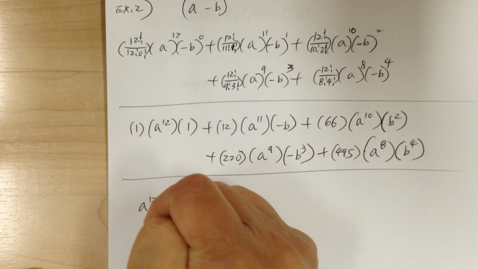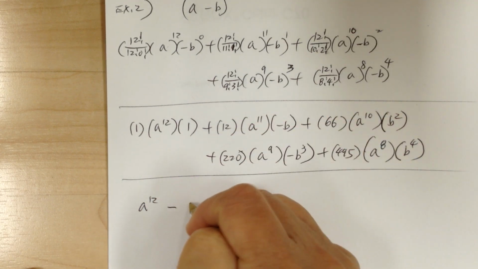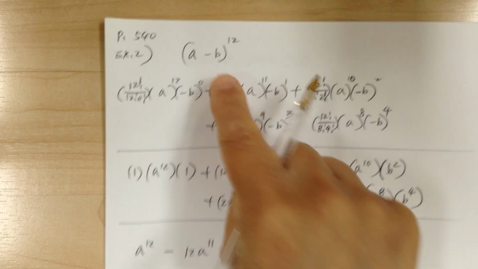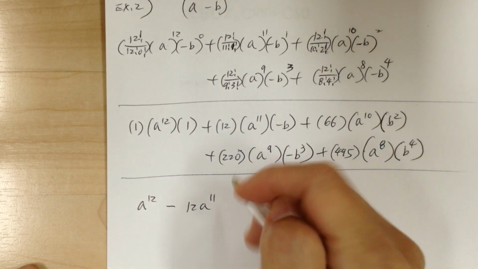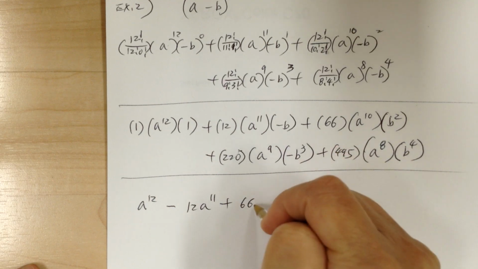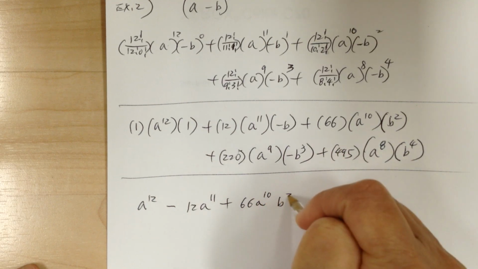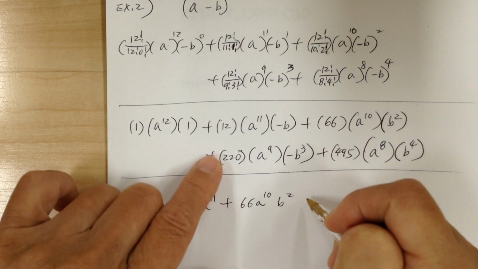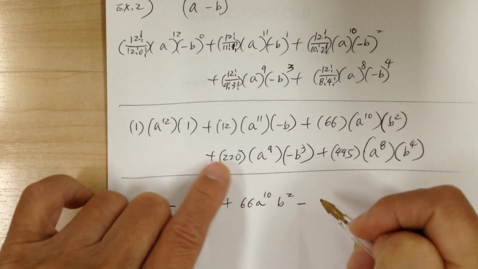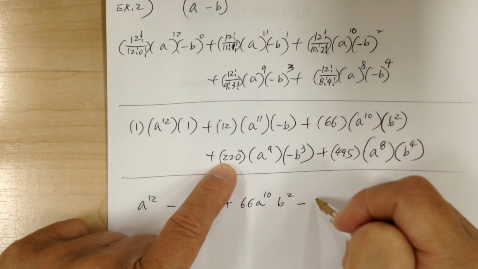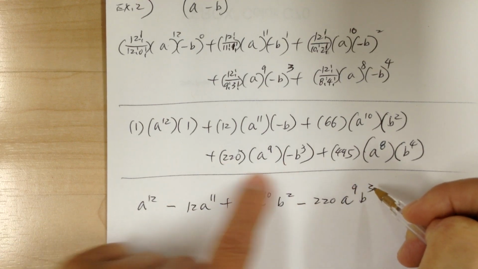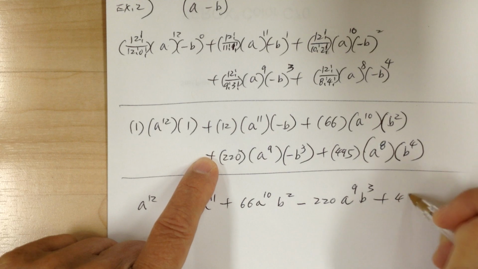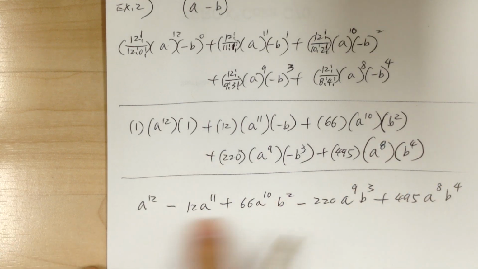So you're going to get a to the 12, and this one would be minus 12a to the 11. Notice when there's a minus, the sign is going to go plus, minus, plus, minus, always. So 66, a to the 10, b squared, so plus, minus, plus. Next one would be minus 220, a to the 9, b to the 3, put a negative in front, plus 495, a to the 8, b to the 4. Okay, so that's your first 5 terms.